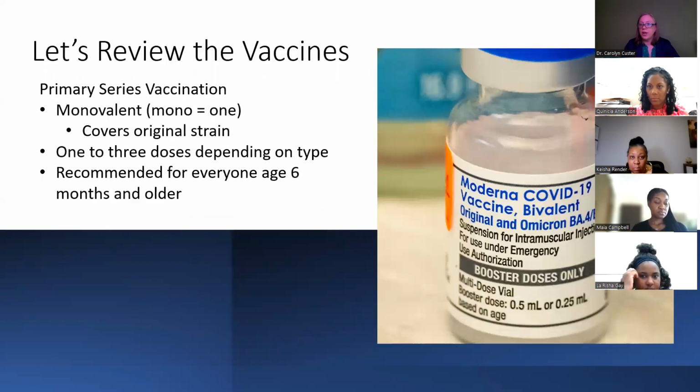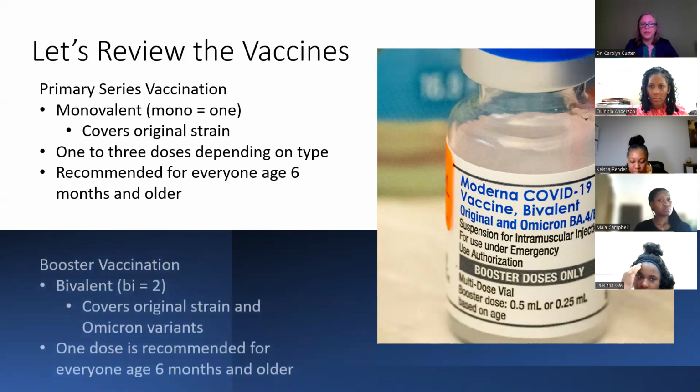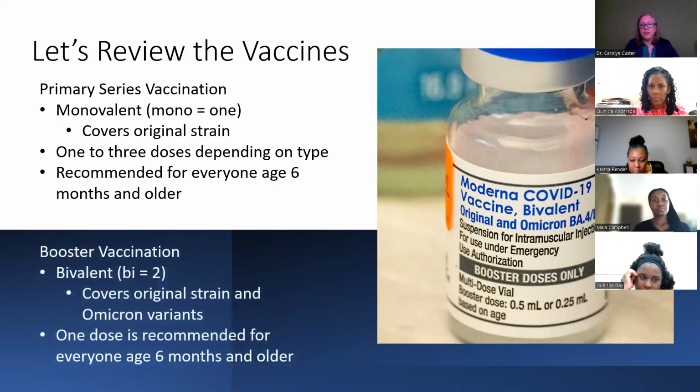The primary vaccine, remember when it came out, it was a monovalent strain. Mono means one, so it covered the original strain. And originally 1 to 3 doses were received depending on the type. The booster vaccination, the new one, is bivalent. Bi means 2, so it covers the original as well as the Omicron variant, BA4 and 5. And everything that's come since then is a subvariant of those. So there is still some coverage from this booster.